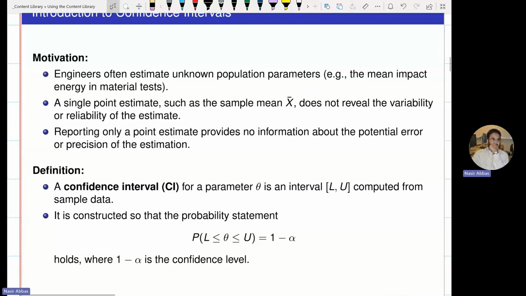Okay, let us begin chapter 8. And before we begin chapter 8, I will give you a reminder of what we did in chapters 3, 4, and 7. In 3 and 4, we talked about random variables.